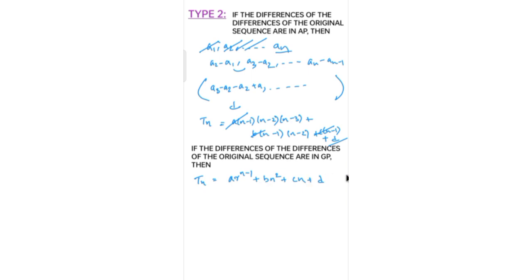So how you will find A, B, C, D? The method of finding is the same again. Put n is equal to 1 and equate that to the first term, that is A1 of this original sequence, and put n is equal to 2, equate that to A2, put n is equal to 3, equate that to A3, and put n is equal to 4, you equate that to A4. So from this, all the unknown values A, B, C, D will be known, and you can just put them in and compute the Tn value. So this is how you do it.